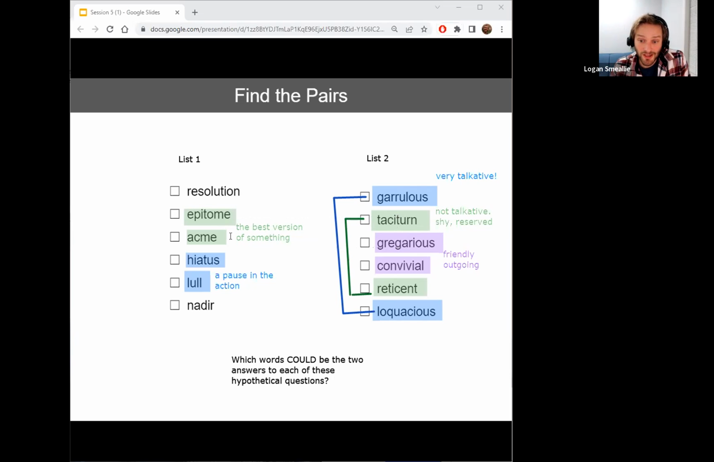In this one, I might guess epitome acme because of the fact that nadir down here is a low point, the lowest point of something, kind of an opposite to epitome acme. So again, that opposite thinking, the fact that maybe they're trying to tempt me with an opposite, might lead me to guess this. Of course, there's no telling without seeing the sentence.